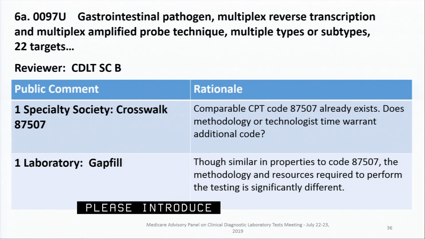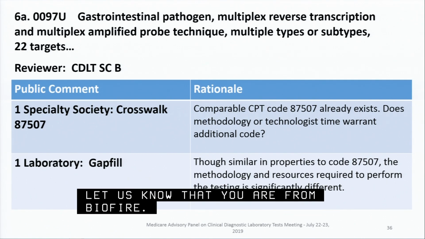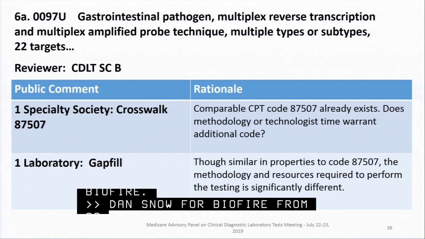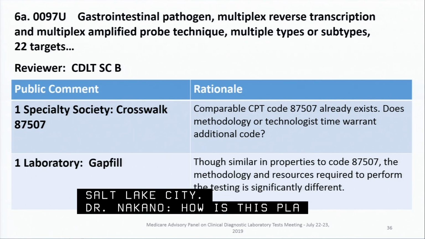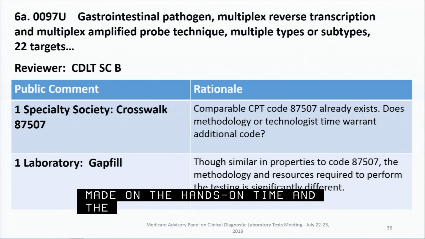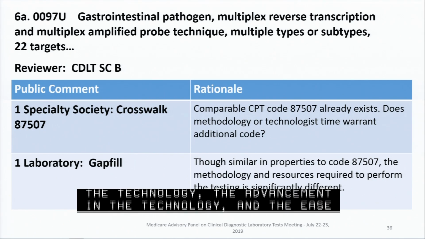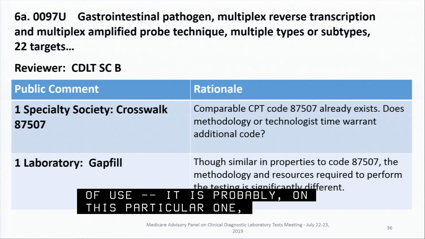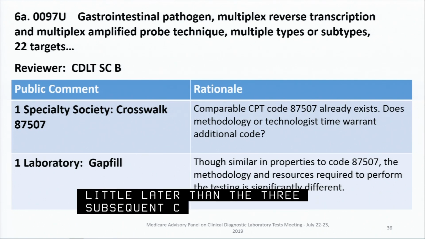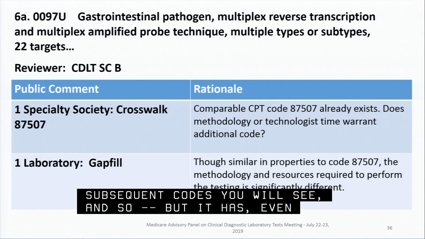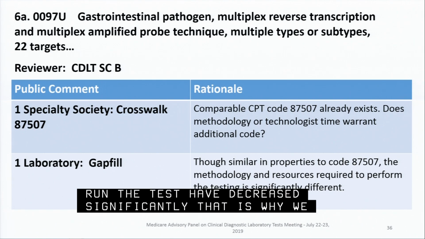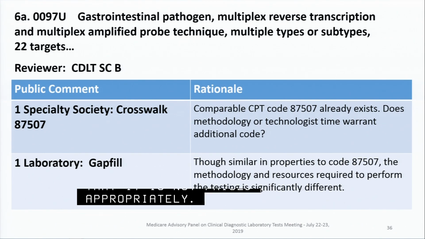Yes. Good morning, everyone. Dan Snow, Director of Reimbursement and Market Access for BioFire Diagnostics out of Salt Lake City. My question for you is, how is this PLA significantly different from 87507? I think, in the discussion on the hands-on time, the advancement in the technology and the ease of use, this particular one probably has the best argument that it falls somewhere in the middle. In other words, this code was established a little later than the 3 subsequent codes that you'll see. But even in those 3 or 4 years, the cost to acquire and run the test has decreased significantly. And so that's why we feel that gap fill is appropriate, that it's not priced appropriately. In discussion with the MACs, we've already had the discussion, and they would agree with that as well.